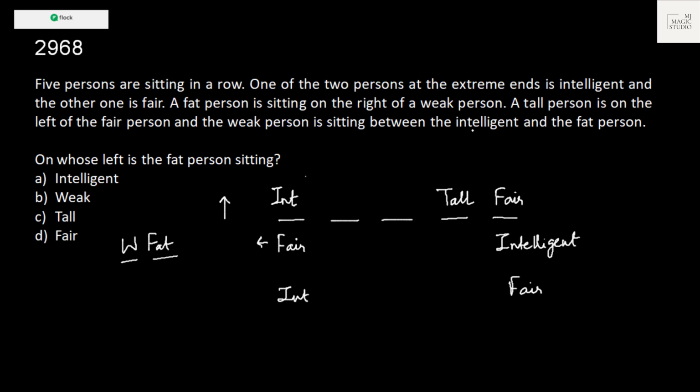And the weak person is sitting between the intelligent and the fat person. Weak between intelligent and the fat. So this is the sitting arrangement that we have. Intelligent, weak, fat, tall, fair. On whose left is the fat person sitting? Here is the fat person. He is sitting to the left of the tall person. Option C is the pick.